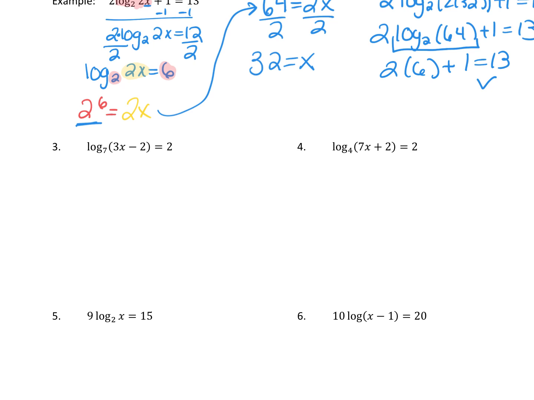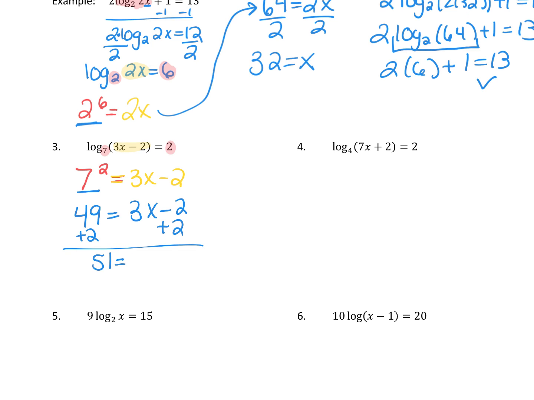All right, in this one, my log is already alone, so I'm going to go straight into exponential form. So I have a base of 7 raised to the 2nd power, which is going to be equal to 3x minus 2. Now, similarly, I'm going to change this to be a 49 first. Then I'm going to use the rest of my solving skills to finish solving. And so I'm going to get that x is 17.